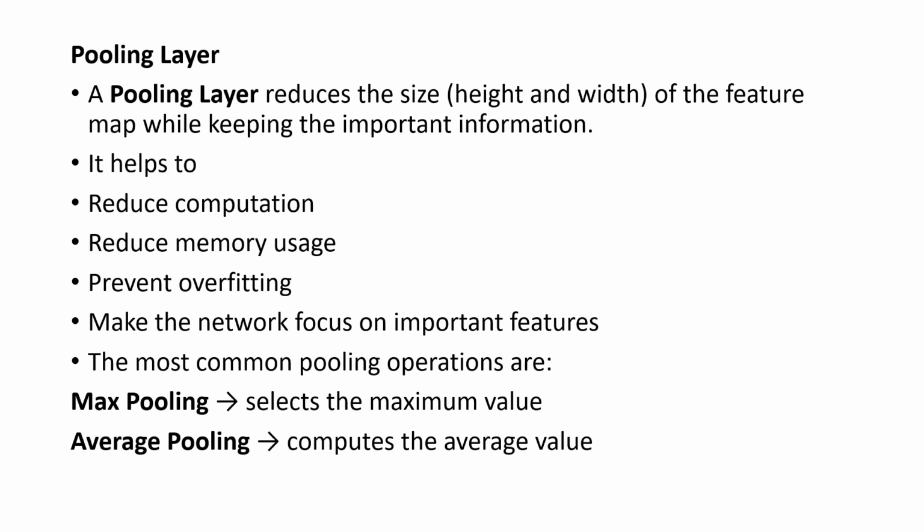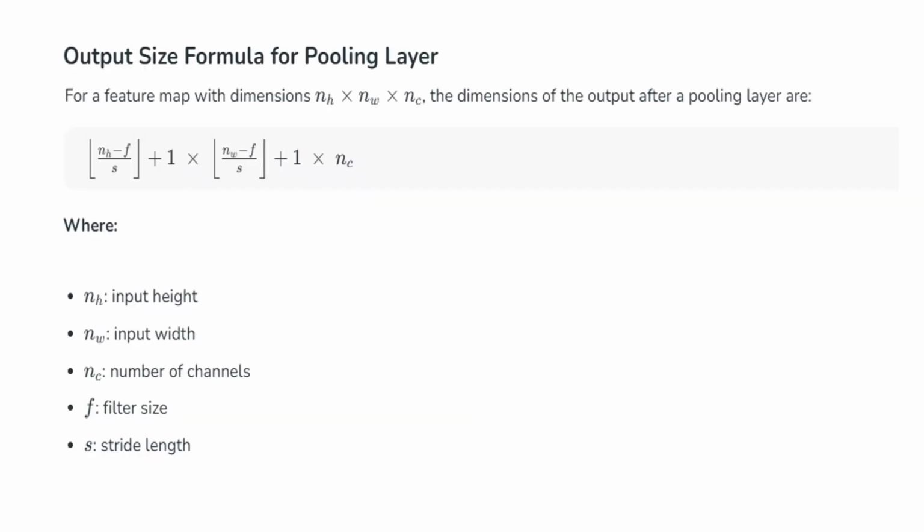When we look at the core purposes of this architecture, it serves several vital functions. It helps to reduce computation, reduce memory usage, and prevent overfitting. By doing so, it forces the neural network to focus on the most important features across our data layers. In modern neural networks, there are a few primary variations of this operation. The most common pooling operations are max pooling, which selects the maximum value from a region, and average pooling, which computes the average value within that region.